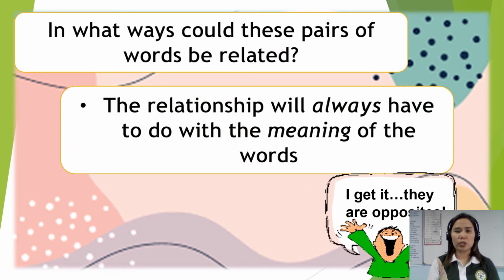So, you have to ask yourself, in what ways could these pairs of words be related? The relationship will always have to do with the meaning of the words. So, cat and dog, man and woman. Now, what do you think is the relationship between these pairs of words? They are opposite, right? Now, let's have the types of analogies. But before that, let us all watch this.